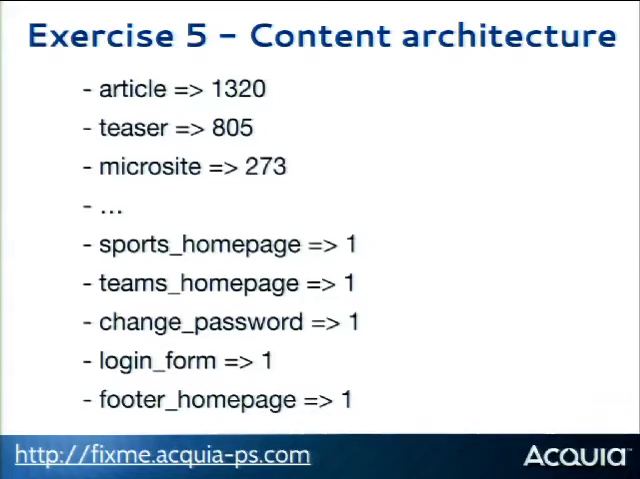Then the content architecture, the last exercise, it's just a show and tell. It's linked to the number of templates. It happens pretty often actually. You have an article content type with 2,000 content items, a teaser microsite with 200 nodes of this type. And then you have things like sports homepage, teams homepage, change password content type, login form content type, or footer homepage content type, and there's just one node of each of them. You can have like 20 content types with one node.